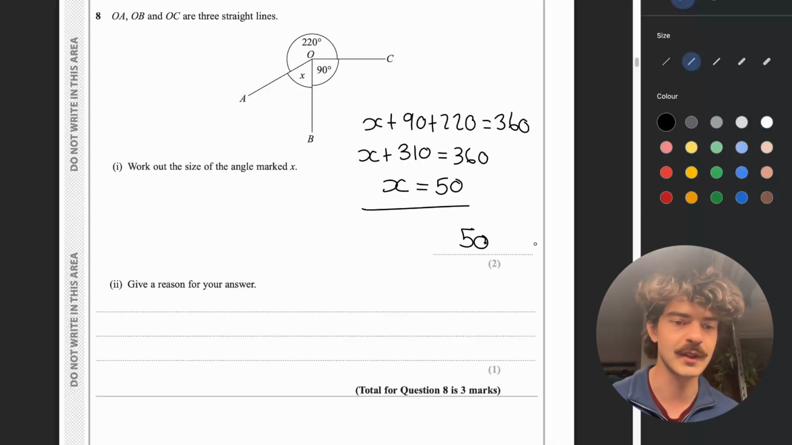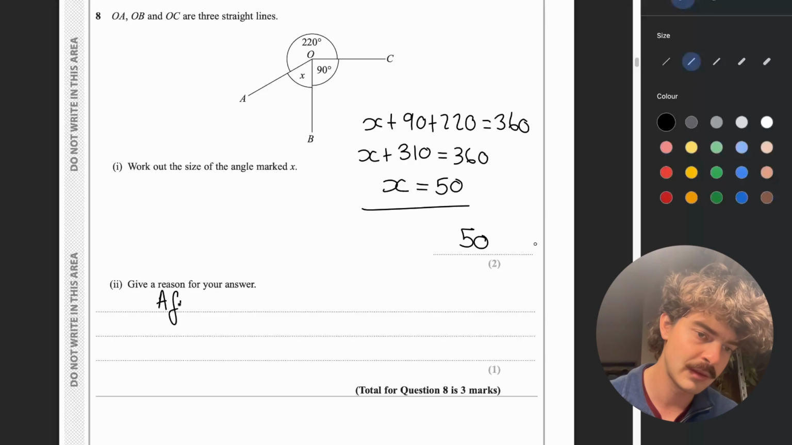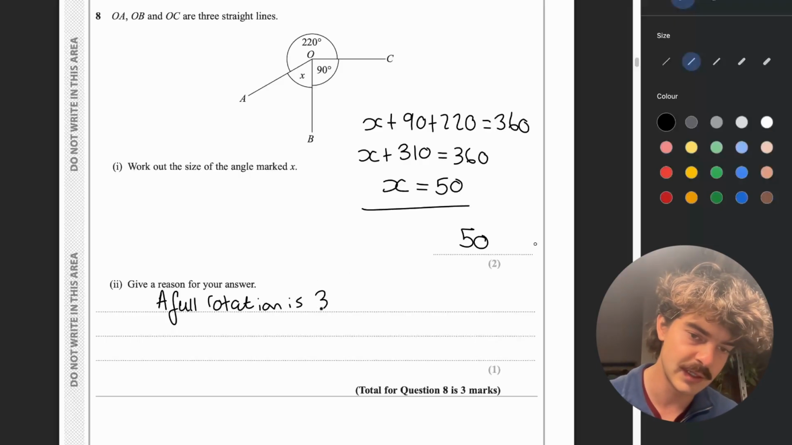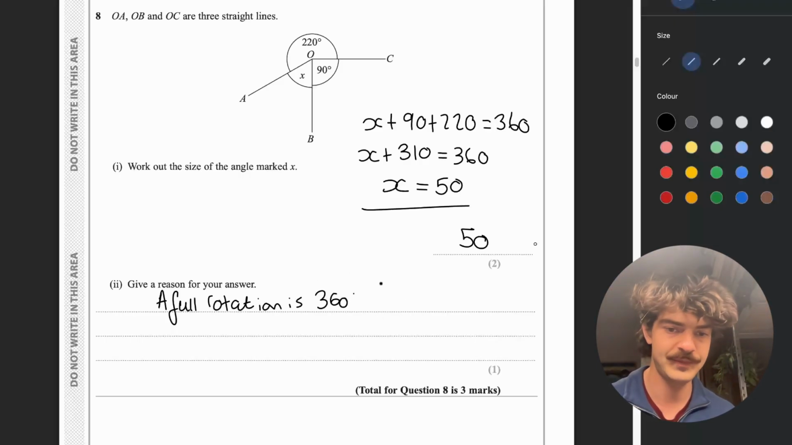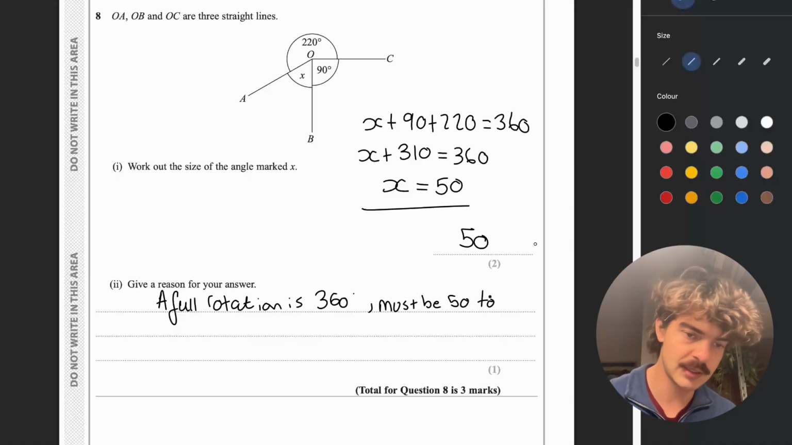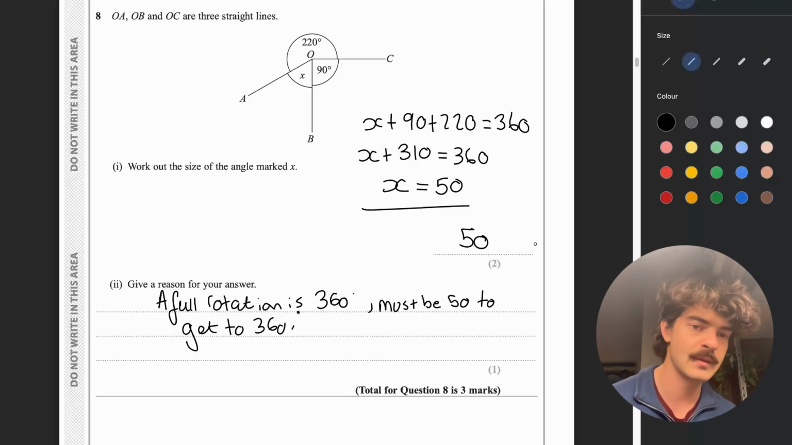And give a reason for your answer. Yeah, okay, that's exactly the same idea. A full rotation is 360 degrees. So it must be 50 to get to 360. Nice.